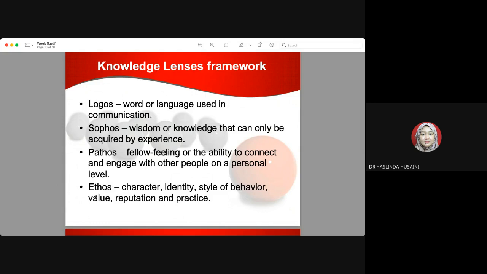Okay. So knowledge lens framework ni is a framework being used in implementing knowledge management for an organization. You nak address yang mana? You nak gunakan logos, sophos, pathos or ethos? Jadi this is yang orang kata inisiatif lah dalam sebuah organisasi.